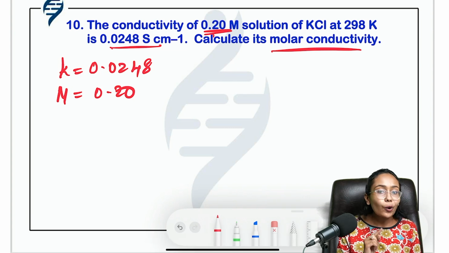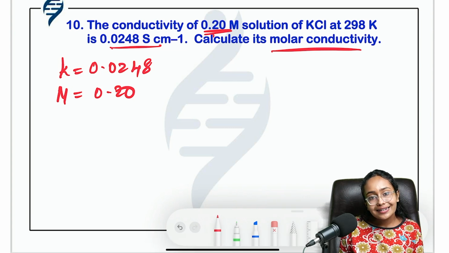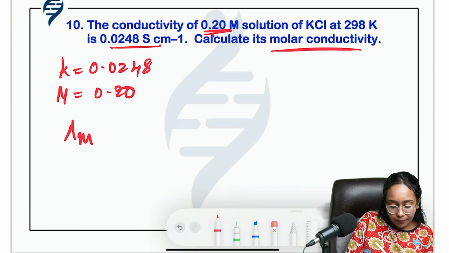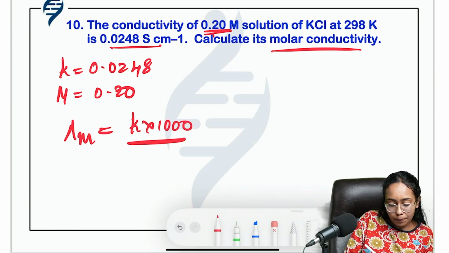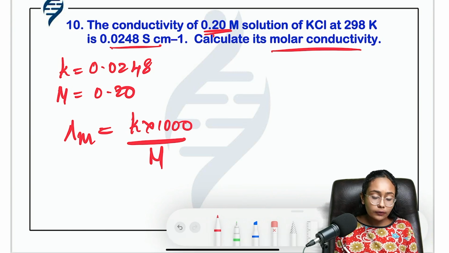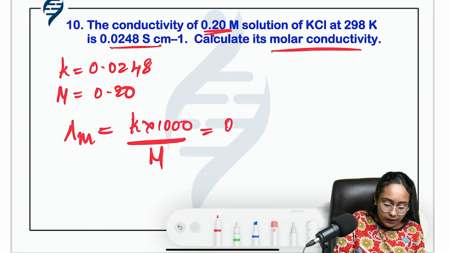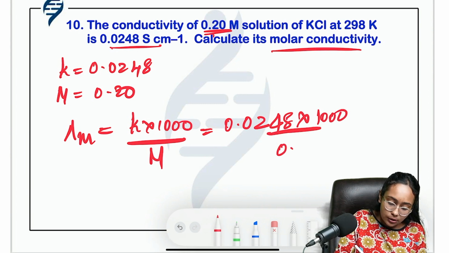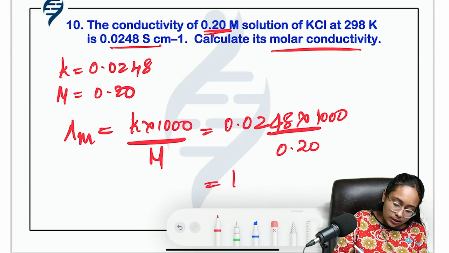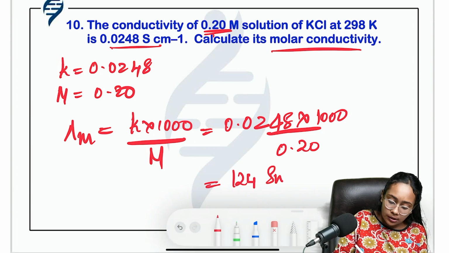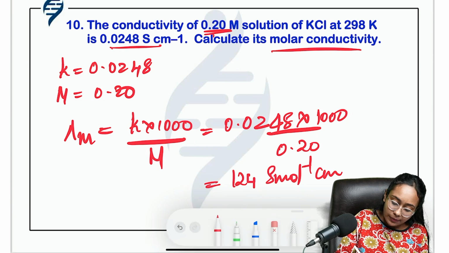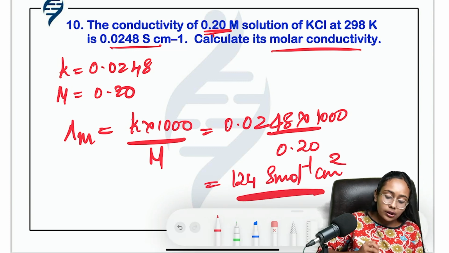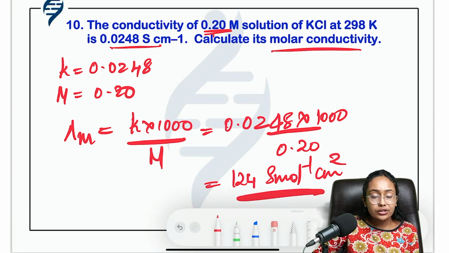What is the equation connecting molar conductivity and conductivity? Yes, it's lambda m, the molar conductivity, equal to conductivity into 1000 divided by molarity. So conductivity is already given here, 0.0248 into 1000 divided by molarity, which is 0.20. The final answer is 124 Siemens mole inverse centimeter square. So this is the final answer for question number 10.